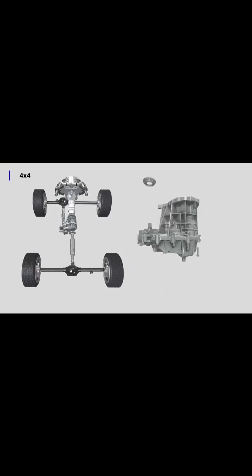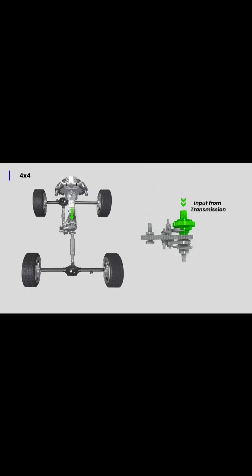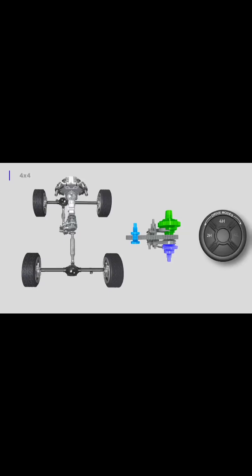The part-time transfer case has one input shaft from the transmission and two output shafts to the rear axle and front axle. And there are three modes: 2H, 4H, and 4L. First up, 2 high-range mode. Here it receives power from the transmission and sends power only to the rear wheels for regular driving. The front axle is disengaged. It works the same as the rear-wheel drive system.